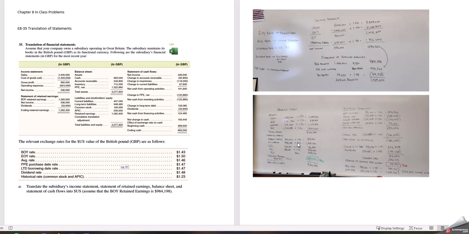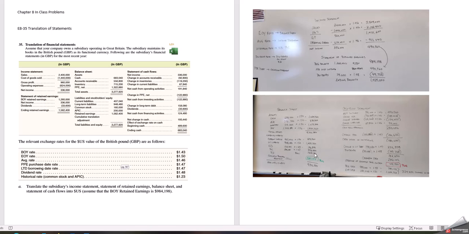Now as we look at the balance sheet, all of our assets are translated at the end of the year rate, the $1.50. So take the British pound value times the $1.50 gives us our translated number. So do that line by line, all the way down until common stock. Common stock is going to be at that historical rate of $1.23, and so is the paid in capital. And then again, like I said, the retained earnings we don't compute.